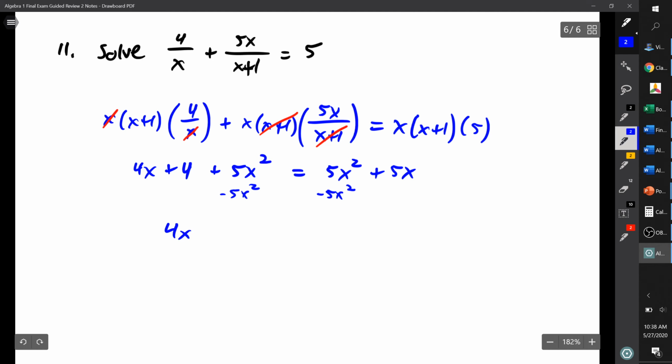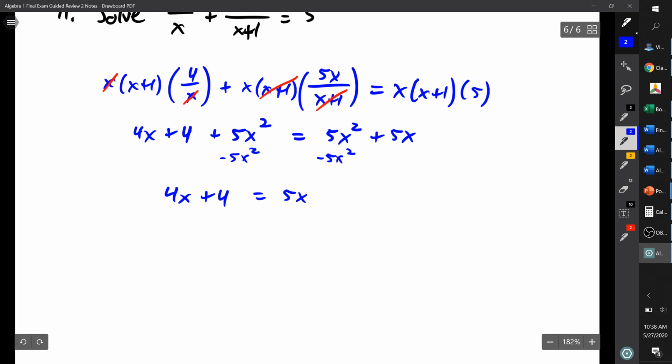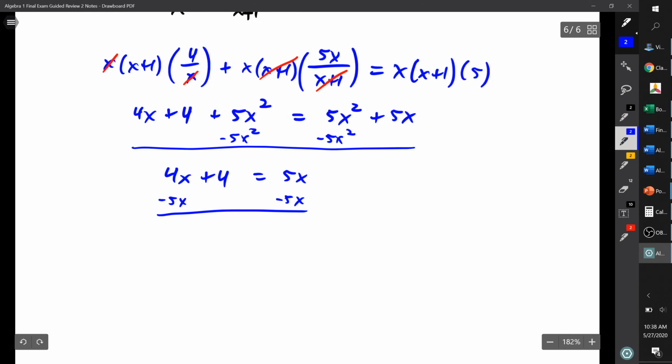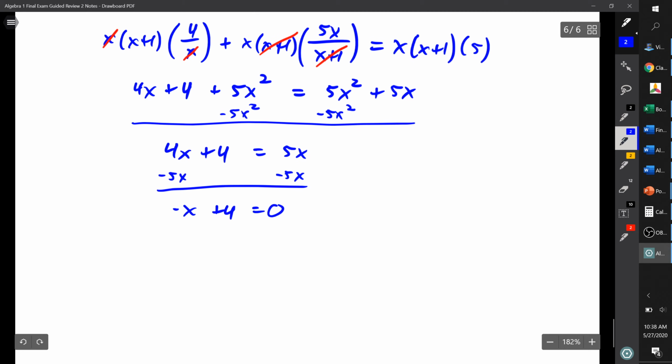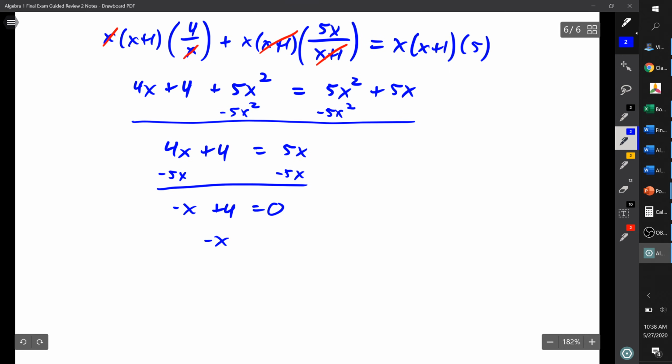So that leaves me with 4x plus 4 equals 5x. Okay. We can subtract 5x from both sides. So that will give me negative x plus 4 equals 0. So I can subtract 4 from both sides. That gives me negative x equals negative 4. Multiply both sides by negative 1. That gives me x equals a positive 4.